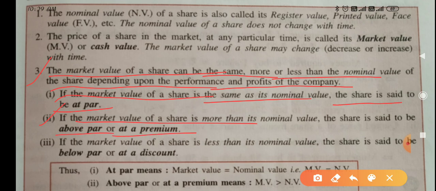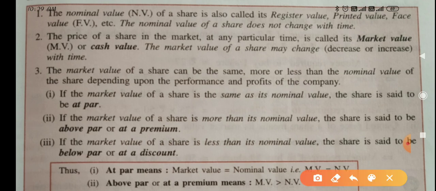If market value is more than nominal value, then the share will be above par or at a premium. If MV, meaning market value, is greater than NV, nominal value, then the share is called above par or at a premium. If market value is less than nominal value, then the share is said to be below par or at a discount. So you have to keep these things in mind. They will be applied in the questions.